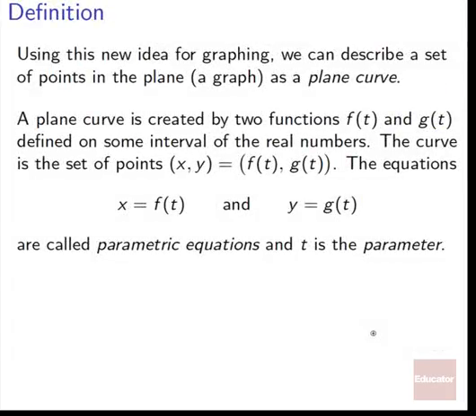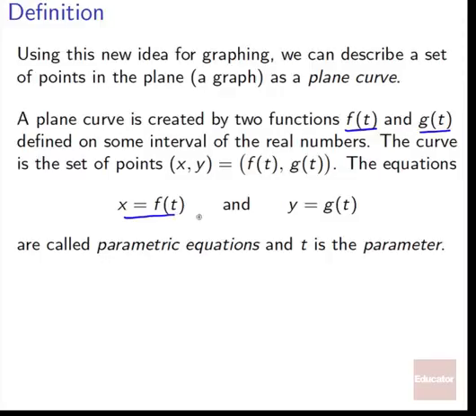Using this new idea for graphing, we can describe a set of points in the plane, a graph, as a plane curve. So as opposed to thinking of a graph as the x going to y's, we can now just think of it as a bunch of points on the plane. So how do we get those bunch of points that we call a plane curve onto the plane? A plane curve is created by two functions, f of t and g of t, that are defined on some interval of the real numbers. So t is allowed to go from some set of numbers, say 0 up until 10. And the curve is the set of points x comma y equal to f of t comma g of t. That is, as you plug in all the various t's that we're allowed to have, it creates a bunch of points on the graph, and that's our curve. That's what we get there.